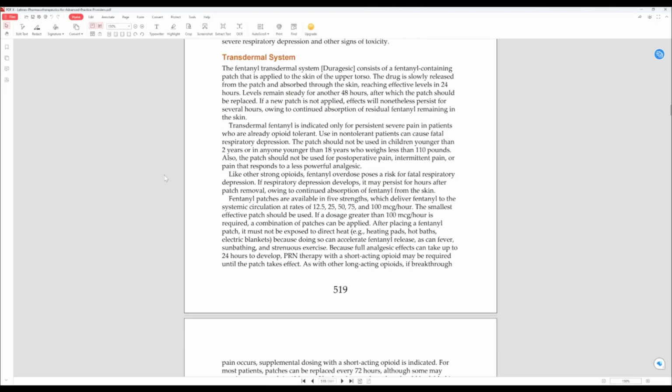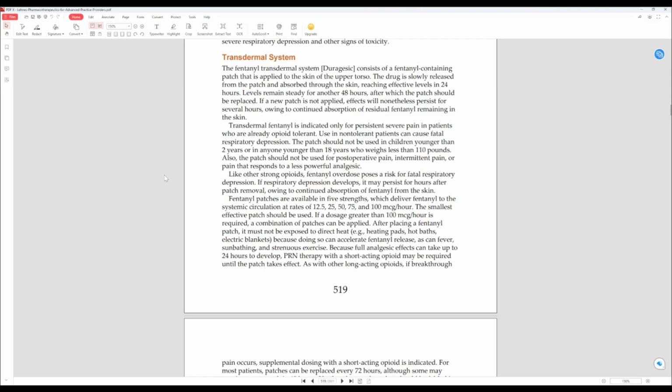Transdermal fentanyl is indicated only for persistent severe pain in patients who are already opioid tolerant. Use in non-tolerant patients can cause fatal respiratory depression. The patch should not be used in children younger than 2 years or in anyone younger than 18 who weighs less than 110 pounds.